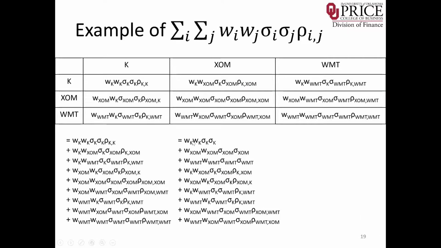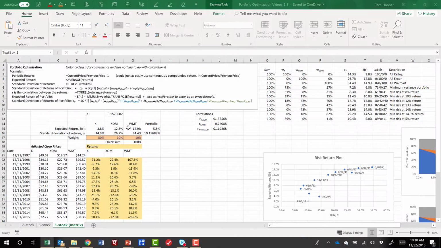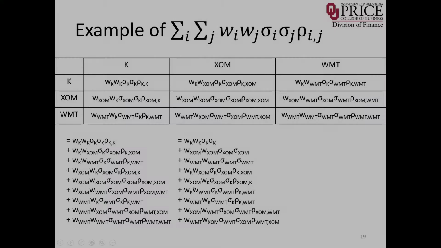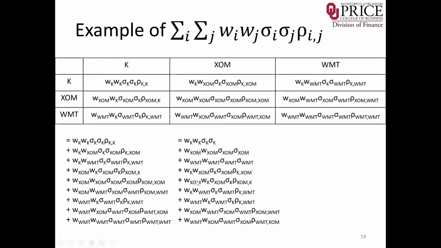And now let's talk through this. We have Kellogg weight squared times sigma squared plus ExxonMobil weight squared times sigma squared plus Walmart weight squared times sigma squared. That's the first 3 terms in this big long equation. Next, we have the weights of ExxonMobil and Kellogg times each other, and the sigmas of ExxonMobil and Kellogg times each other, and the correlation between the two.